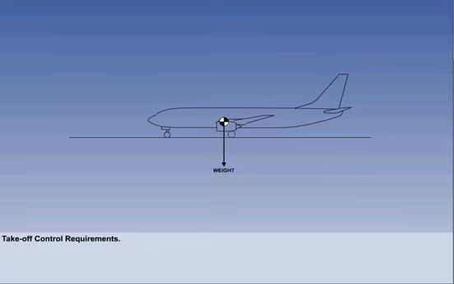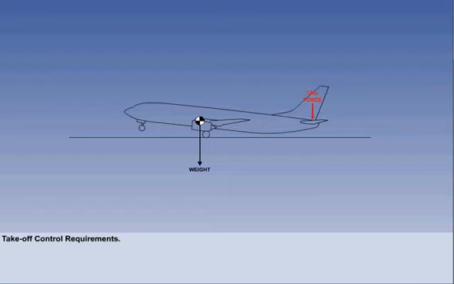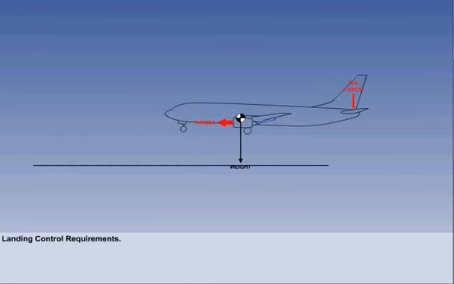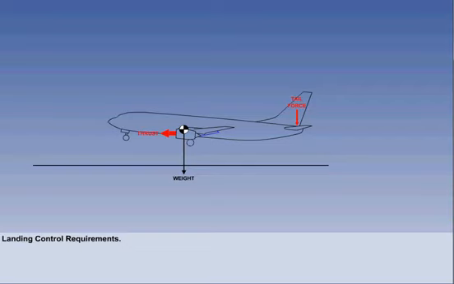At takeoff, the aeroplane must have enough elevator control power to be rotated to the takeoff attitude. Anything that increases the nose-down pitching moment will increase the amount of elevator deflection required for the same pitch attitude. For example, if the CG is further forward, or the rolling resistance is increased by, for instance, runway contamination. Now we can look at landing control requirements.